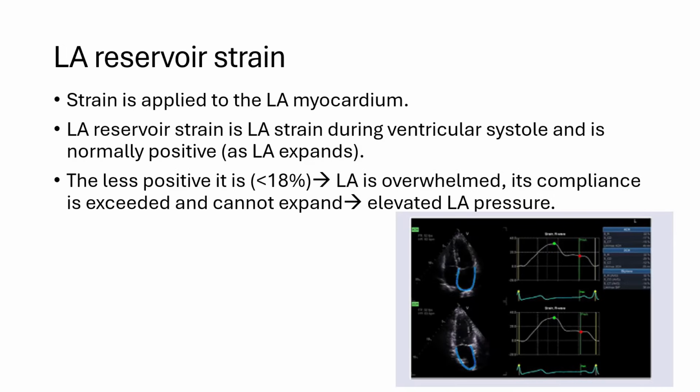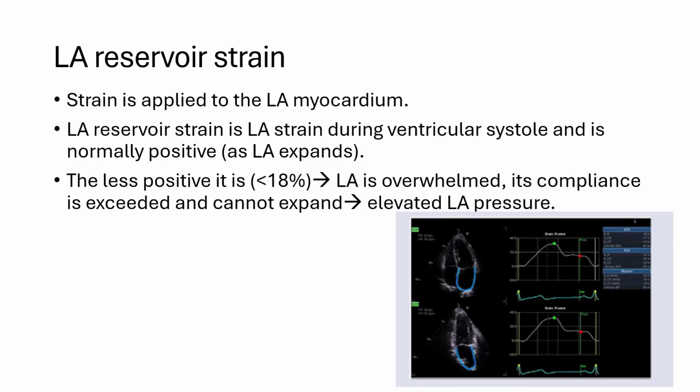And what does LA reservoir strain correspond to exactly? It really corresponds to how accommodating the LA compliance is. If you have somebody with a compliant LA, the LA will accept that venous return and will expand to accept it and keep the LA pressure normal. If the LA compliance is overwhelmed, it means that the LA cannot expand further, and therefore any volume that comes in will cause a rise in LA pressure as the LA cannot expand to accommodate it.